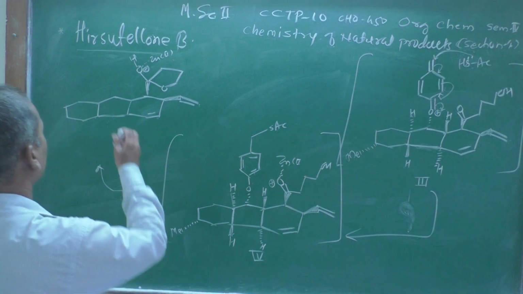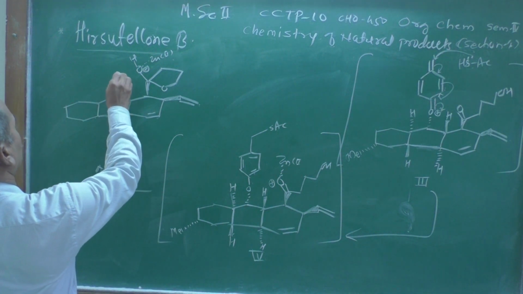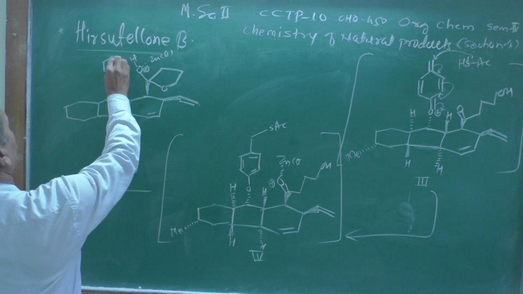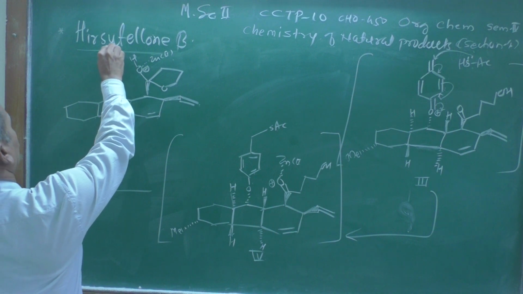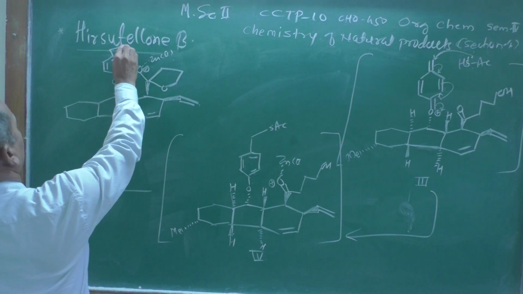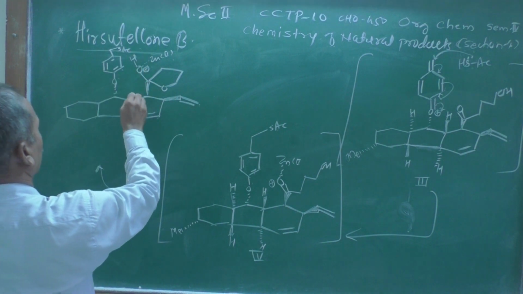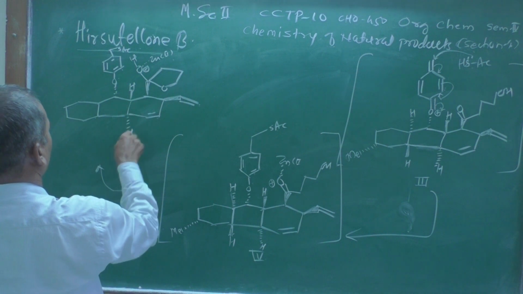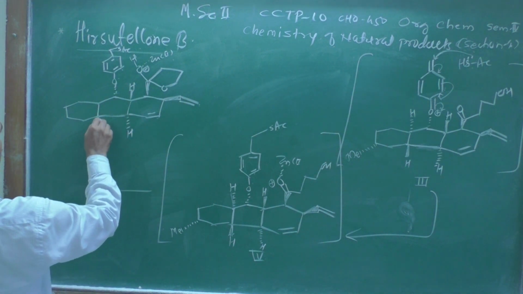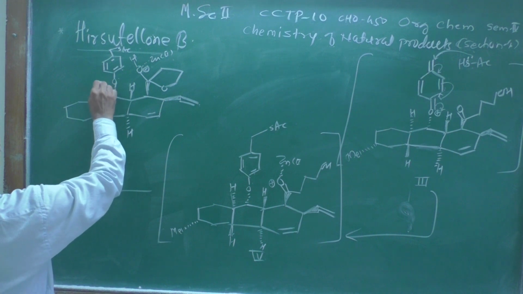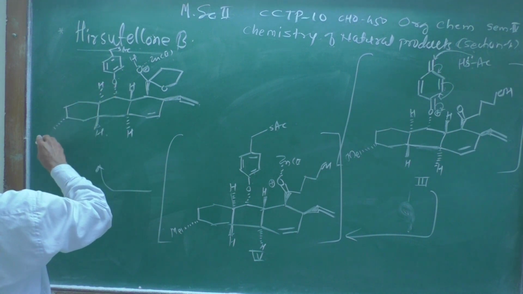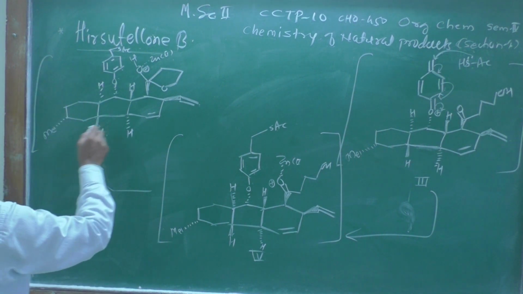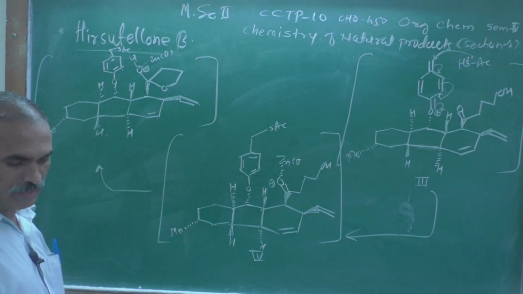And now here oxygen, then this moiety remains as it is. Here SAC, and then the other things: here the hydrogen atom above the plane, below the plane, above the plane, this hydrogen atom should be below the plane, this methyl group must be below the plane. They remain as it is. This is also shown in the square bracket.